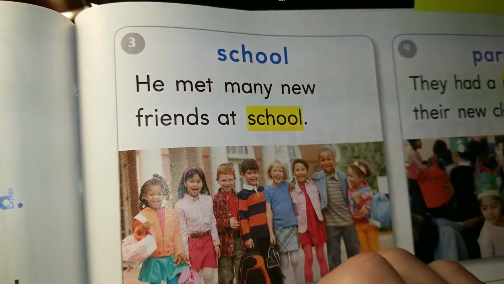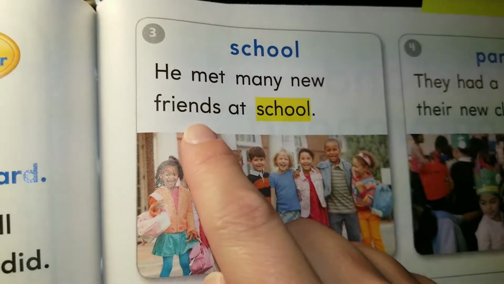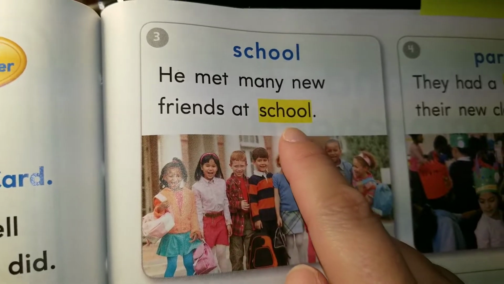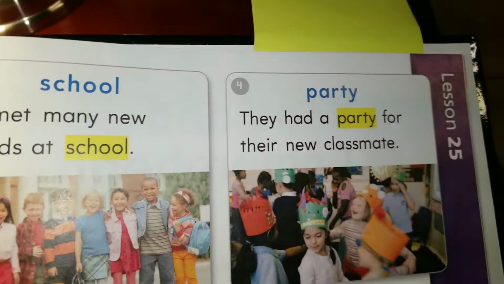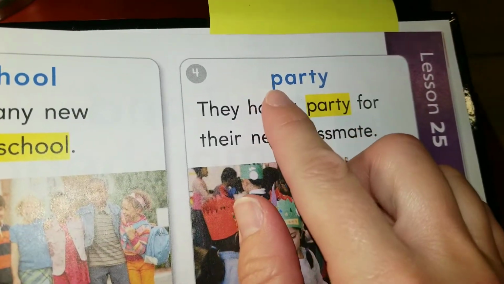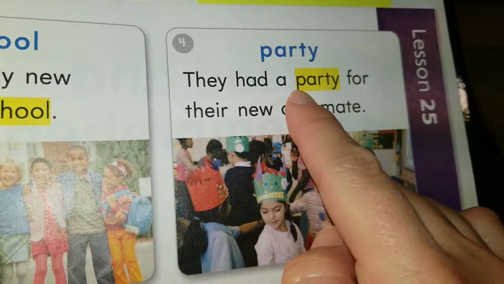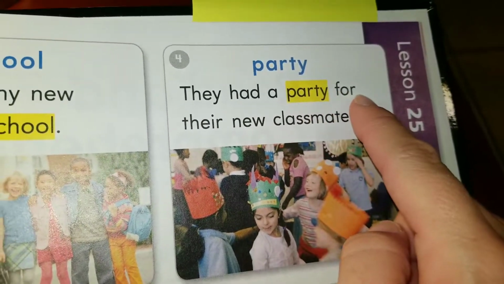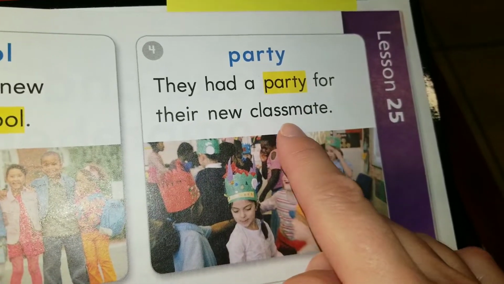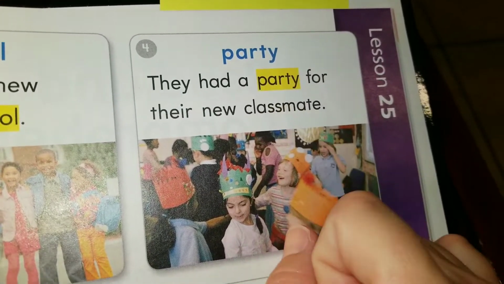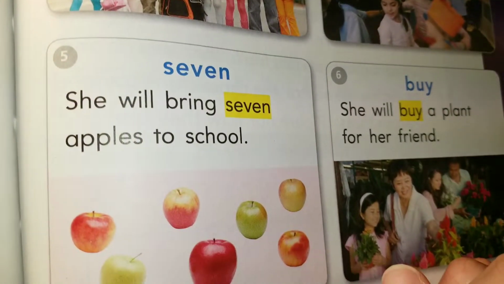Number three is school. He met many new friends at school. Alright, let's see number four. Number four is party. Yay! They had a party for their new classmate. And here we have another compound word, classmate, right? Alright, so let's move on to number five.